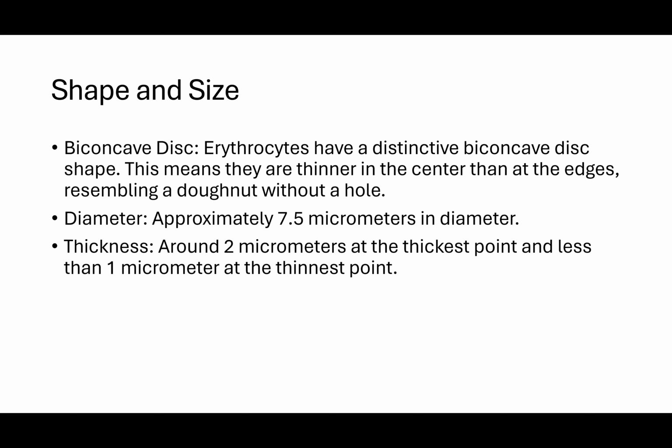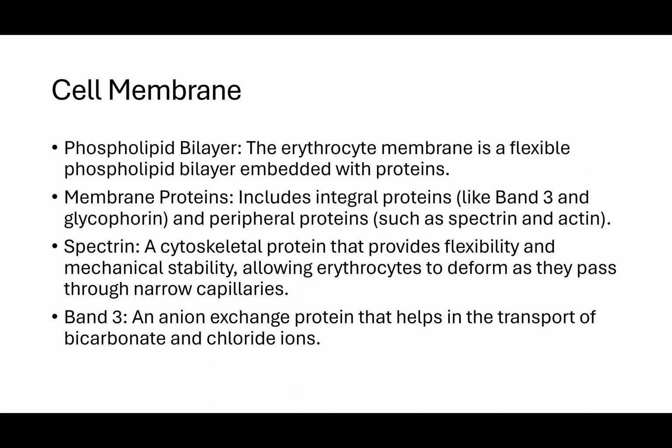The cell membrane now, we know that we have a phospholipid bilayer. We generally know that. They have membrane proteins, specifically like glycophorin, and peripheral proteins like spectrin and actin. So these are specific for the assistance of mechanical stability. The spectrin helps with mechanical stability. We know that the erythrocyte doesn't have a lot of organelles, so it needs these proteins in order to stay together. Spectrin increases the flexibility and the mechanical stability of the erythrocyte.